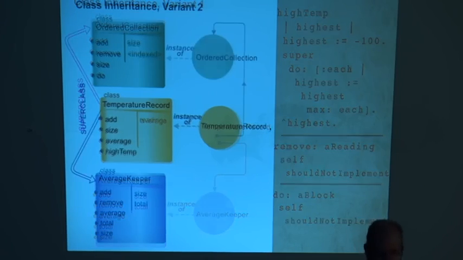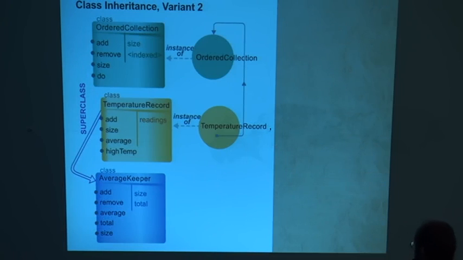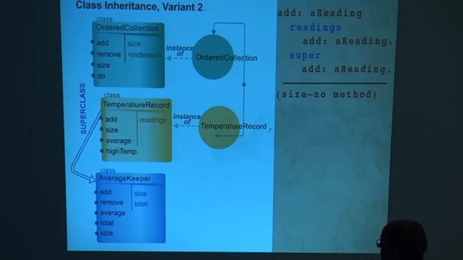Let's take a look at inheriting from average keeper. Once again, we have to do the other thing as a component, so we have a readings instance variable again. Let's look at our code. Once again, we send to a component, we send to super. And once again, we inherit a size method, this time from average keeper, but it does the same thing and gives the same answer. So we're happy with that.